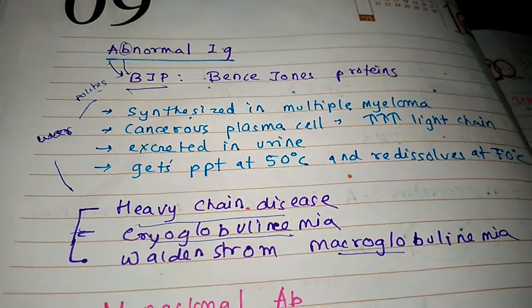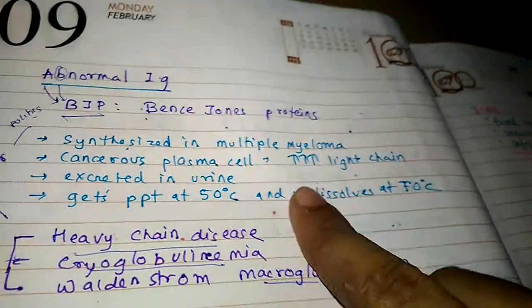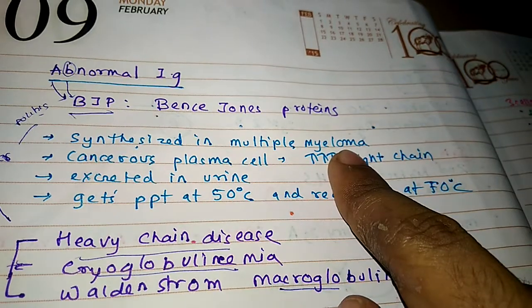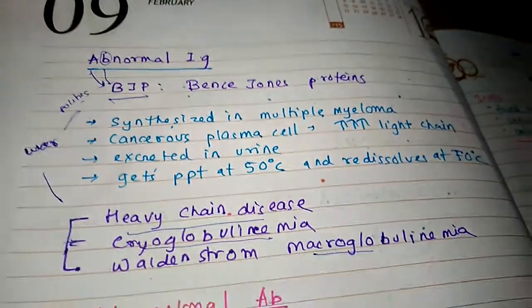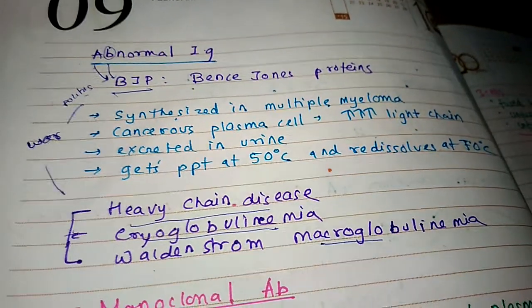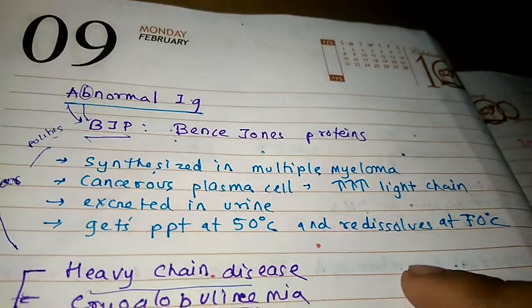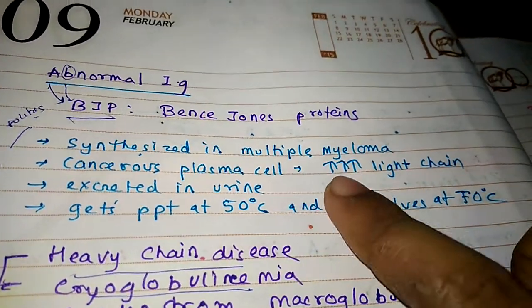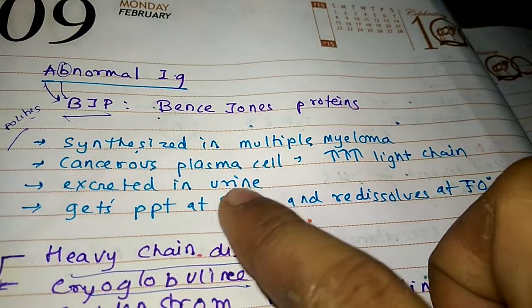Now we need to remember some points of BJP, that is the Bence Jones proteins. It is synthesized in multiple myeloma. What will happen in that is that there are cancerous plasma cells. The plasma cells become cancerous, and after that they start producing a lot of immunoglobulin, as expected. But what happens is that they do not produce a proper immunoglobulin. They produce increased light chains, and of course it is excreted in the urine.